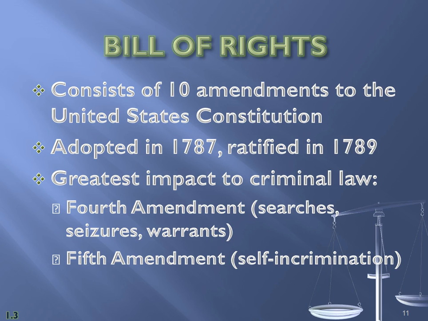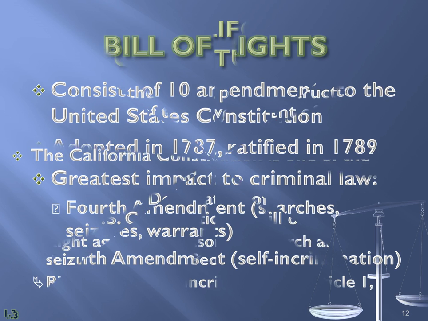It's all important, so don't think that just because I hit on a couple of these, the other ones aren't important. But those that have the greatest impact on criminal law will be the Fourth Amendment, which talks about searches and seizures for the most part. You can read more in detail on that later. The Fifth Amendment, which really focuses on the rights of persons, self-incrimination, and things like that.